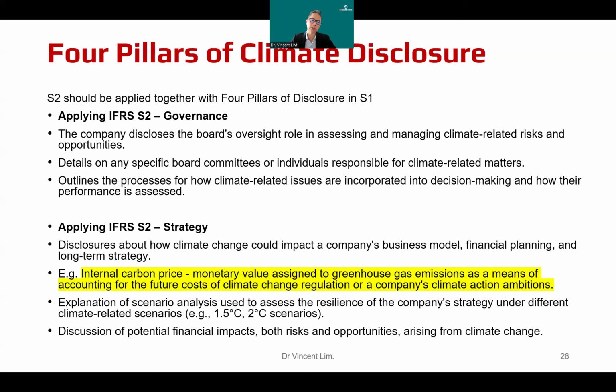The second pillar is strategy. Many people say, oh, strategy is so easy. It's not. There's a thing called internal carbon price. Some companies have it, many don't. Some countries also have it. Internal carbon price is basically a monetary value assigned to any of the GHG gases as a means for calculating future costs and making decisions. So if you make decisions based on an internal carbon price, you are better informed and hopefully you can make better decisions.